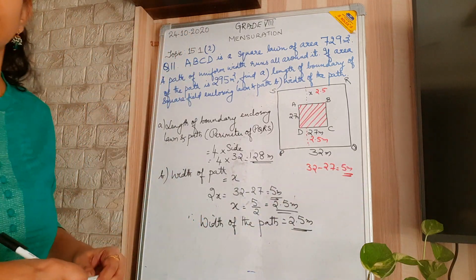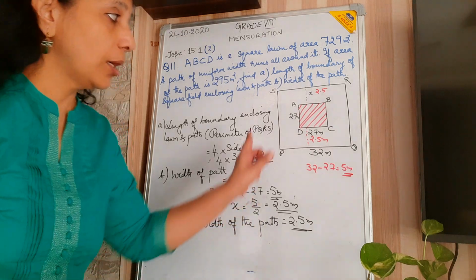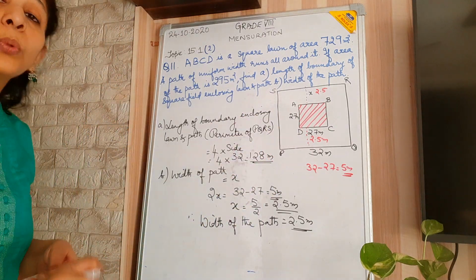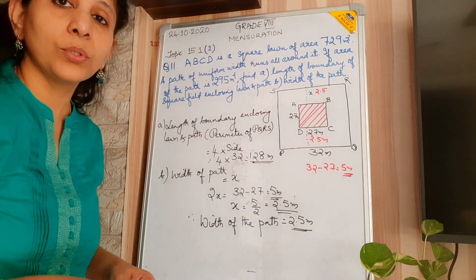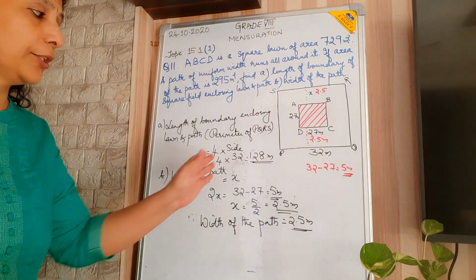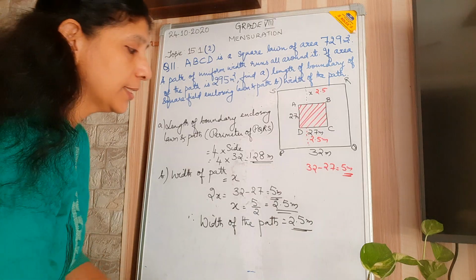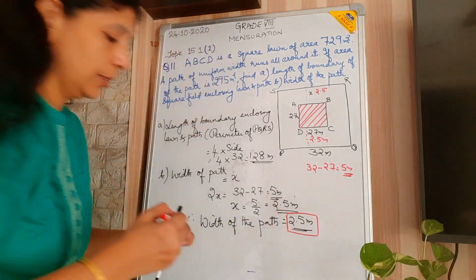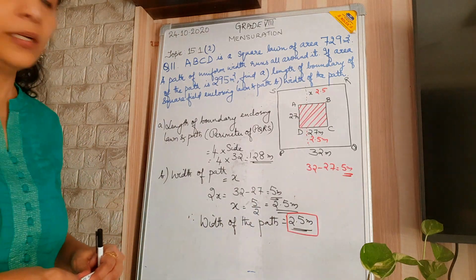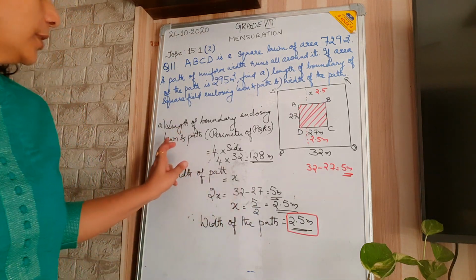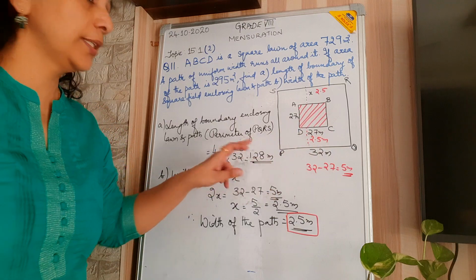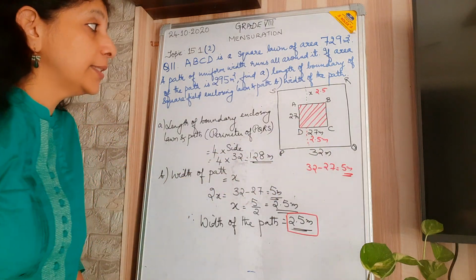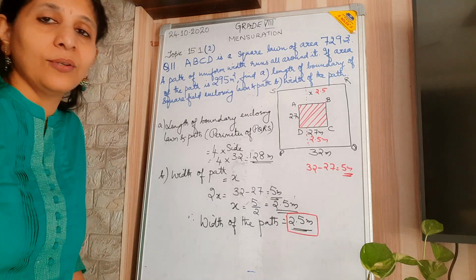The difference between the outer square side and the inner square side gives you twice the width of the path. So to find the width of the path, you have to divide by 2. So you got this as 2.5 meter. Hope you understood. Outer area minus inner area, and perimeter means going along, that is the length of the boundary. As it is a square, it is 4 into side. Okay, thank you.